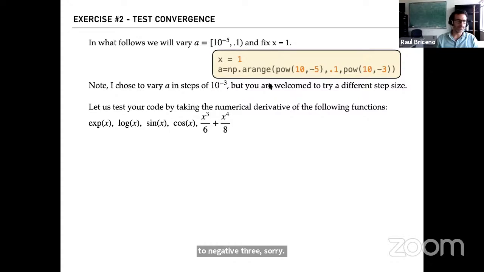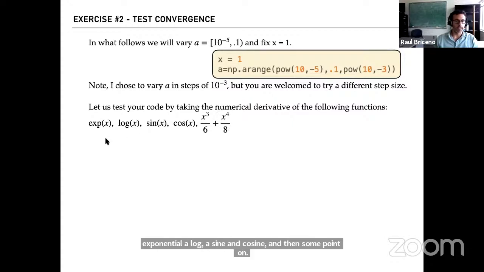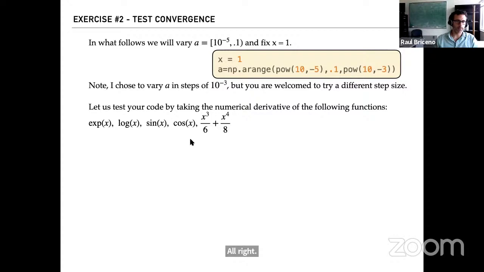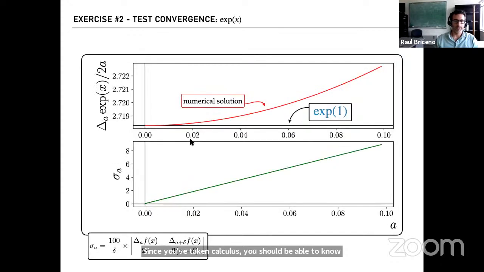You can pick whatever size you want for the steps in a. I just picked some random number. And so we're going to test our numerical derivative with these functions: an exponential, a log, a sine, a cosine, and then some polynomial. Since you've taken calculus, you should be able to know exactly what these should be, right? And so go ahead and test them out.